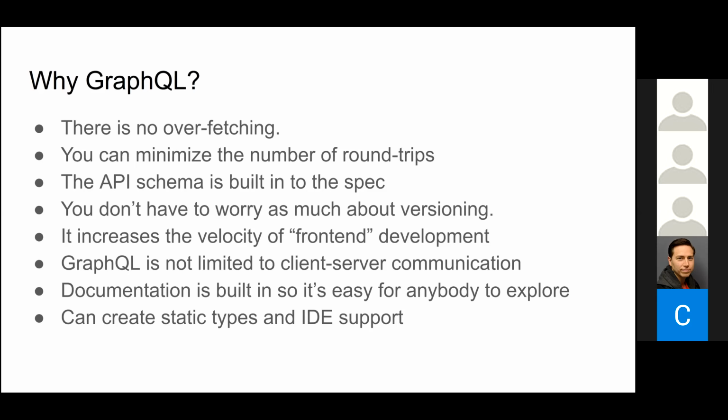You don't really have to worry as much about versioning because the graph can introduce different parts of the graph. You don't have to have a legacy version and a newer version. Sometimes maybe you do, but an example is that Facebook is still on version 1 of GraphQL, I think, maybe 5 years later. And so versioning becomes less of an issue. It really increases the velocity of front-end development. I can't re-emphasize this one enough.